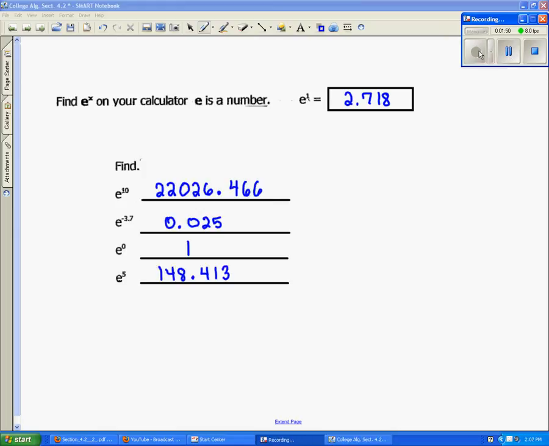Okay, how'd you do? That's just the calculator problems. Plug those in, make sure you get those same values. If not, check to see what you're doing wrong and try again.